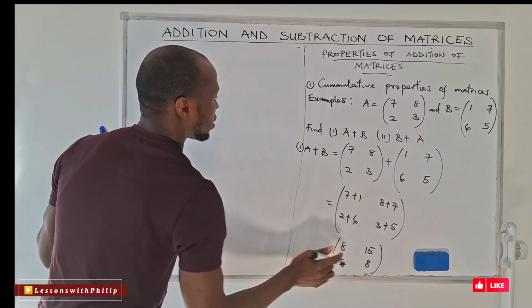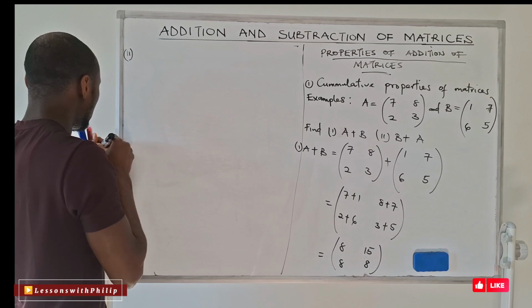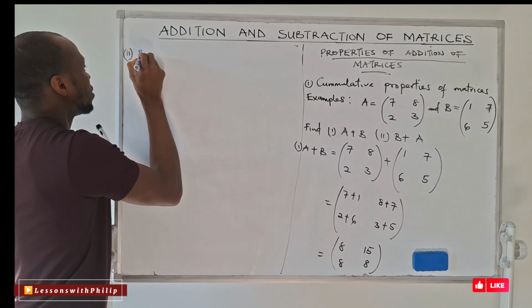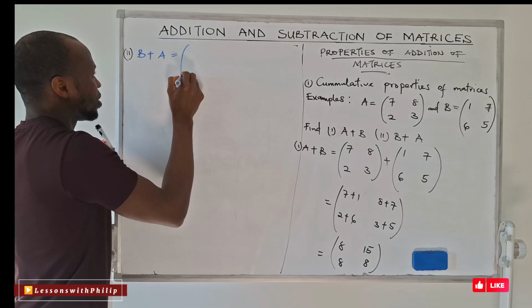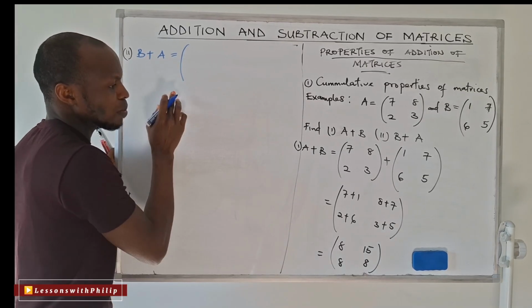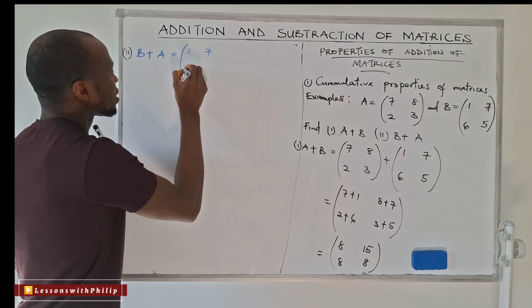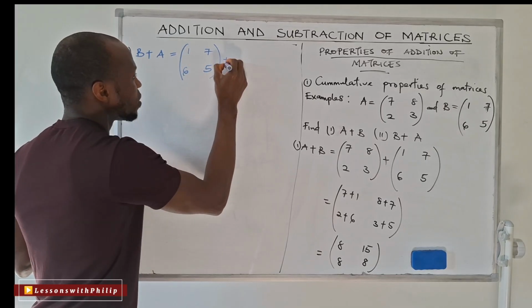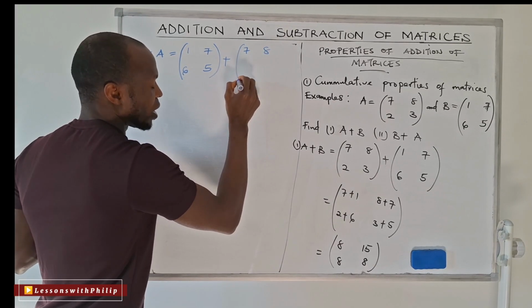Let's do the second question. The second question says we should find B plus A. My matrix B plus matrix A will give me, what is my matrix B? My matrix B is 1, 7, 6, 5, plus my matrix A, which is 7, 8, 2, 3.